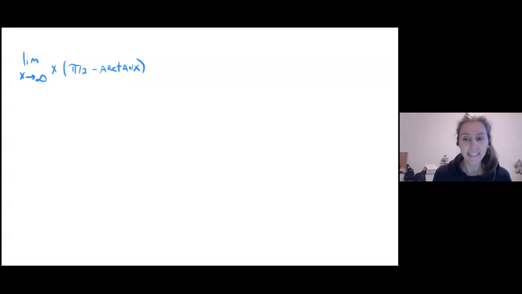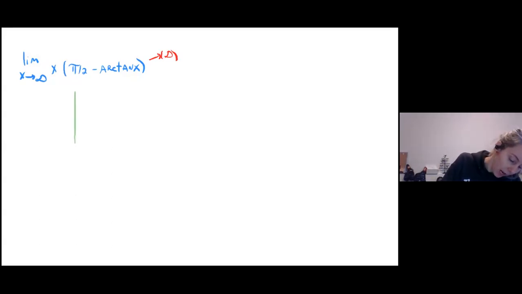Okay, so for our next 0 times infinity problem, we're going to have to think about arctan a little bit. So we have the limit as x approaches infinity of x times pi over 2 minus arctan x. So in this case, when I plug in infinity to x, I get an infinity here. But what's happening with that arctan? So we're just going to take a second to remember what the graph of arctan looks like. It kind of looks something like this. We have a negative pi over 2 down here. We have a pi over 2 up here.